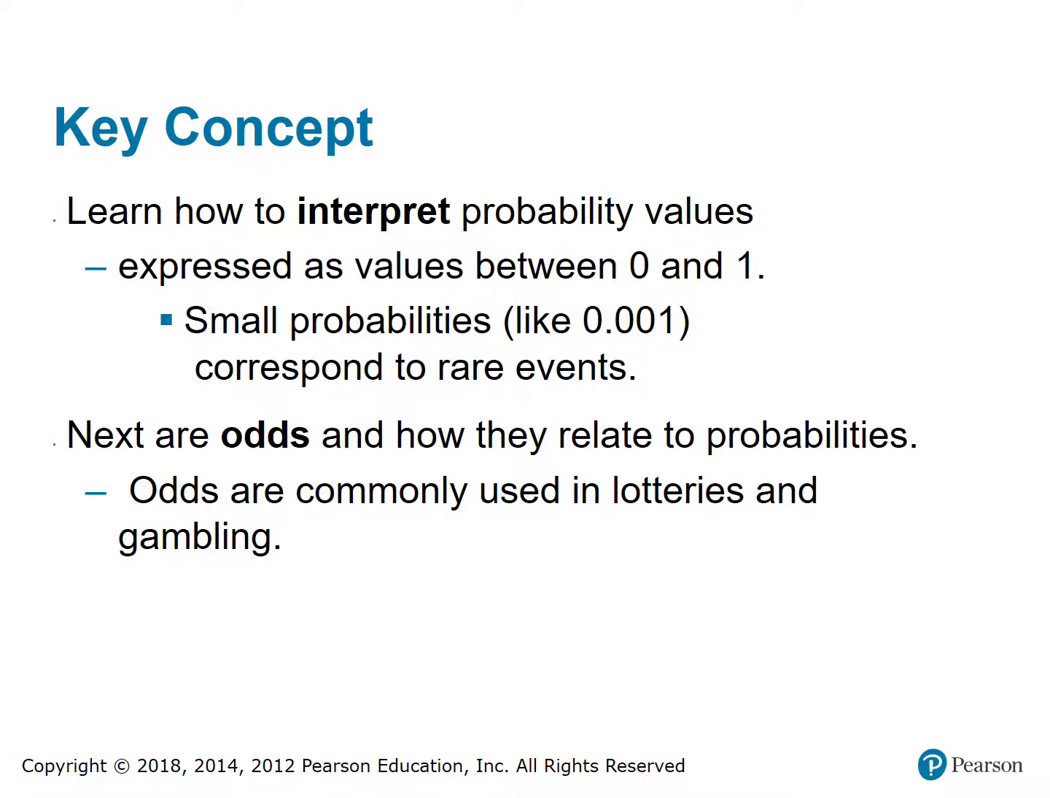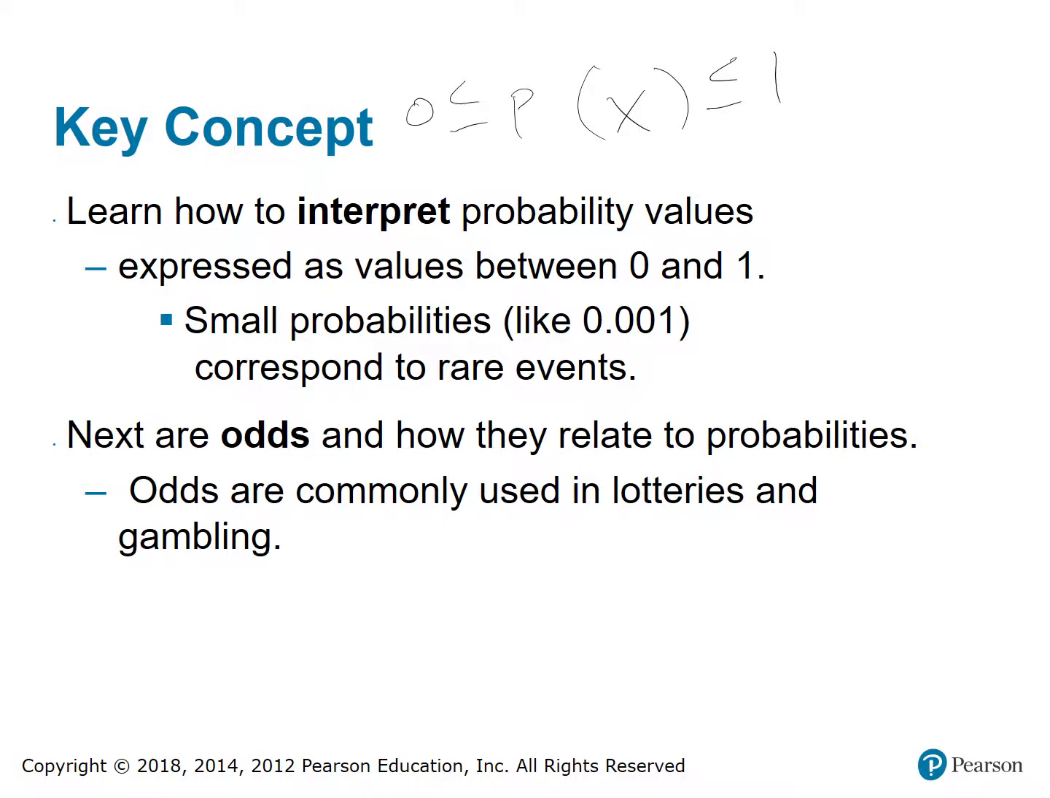Okay. So we want to learn how to interpret probability values. Probabilities are commonly expressed as a value between 0 and 1. If you had an event, we'll call it event X, the probability of this event X, and we'll talk a little bit later about what we mean by probability or an event, will always be between 1 and 0.